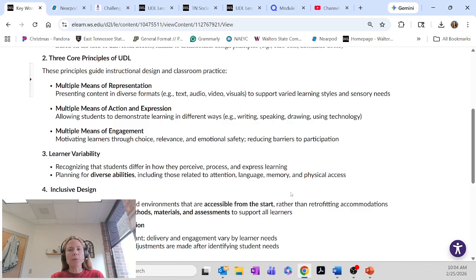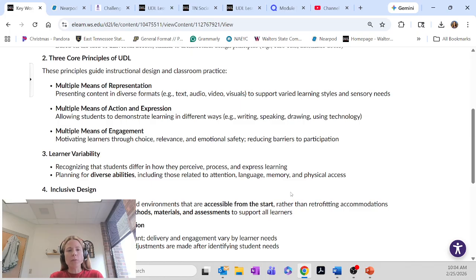And that's going to help support varying needs of different learners, also those sensory needs. Multiple means of action and expression, again, thinking about how the students are going to demonstrate what they're learning, right? So, are they going to write something for you? Are they speaking? Are they drawing, using technology? This is where choice will come in sometimes too, depending on the learner's needs and their varying abilities and their IEP goals. So, thinking about how they can present what they're learning to you.